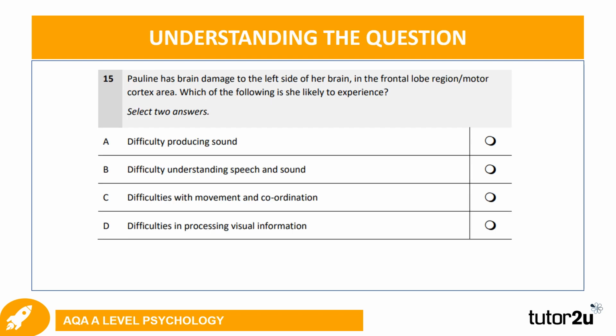Okay, this time you've got a really short case study. So Pauline has got damage to the left side of her brain in the frontal lobe region or the motor cortex area. Which of the following is she likely to experience? Again, choose two answers for this one. Is she likely to have difficulty when producing sounds, difficulty understanding speech and sound, difficulties with movement and coordination, or difficulties in processing visual information?